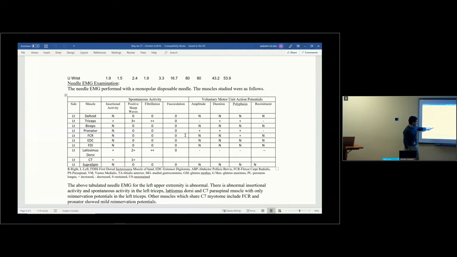So when I stuck the needle in the paraspinal muscles, it did show some active denervation. So although the other muscles supplied by the C7 nerve root were not affected, this is telling me that this is a recent problem, likely within the last 4 or 5 months, and this is fascicular, most likely.